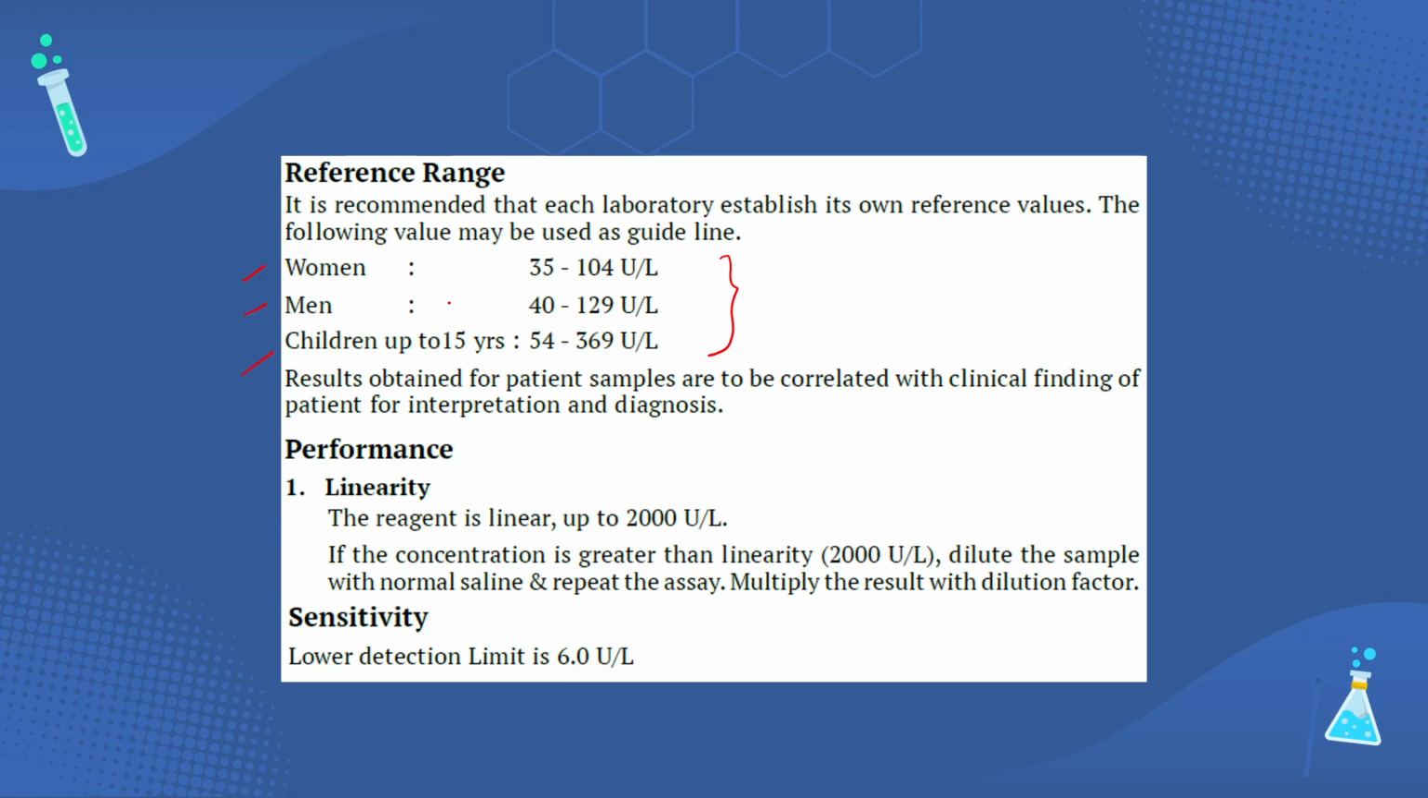For women, that is around 35 to 104. For men, that is 40 to 129. And for children up to 15 years old, that is 54 to 369. And then again, linearity up to 2000 U per L. But in terms of sensitivity, it can only detect as low as 6 U per liter.